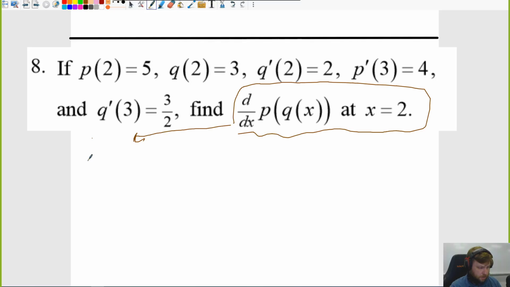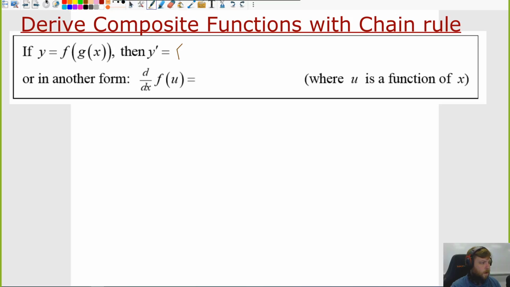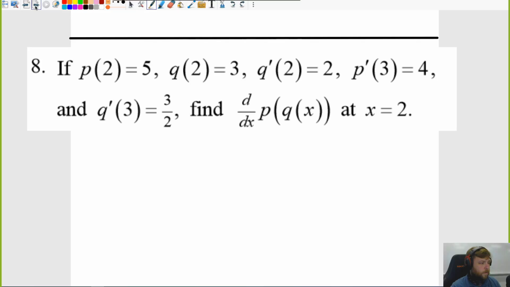So derivative of this should be p prime. Oh, that's right. Oh, no. No. Okay. I got to use the annotate. Stupid. The updated ActivInspire doesn't work with my tablet very well. I have to get the older version.